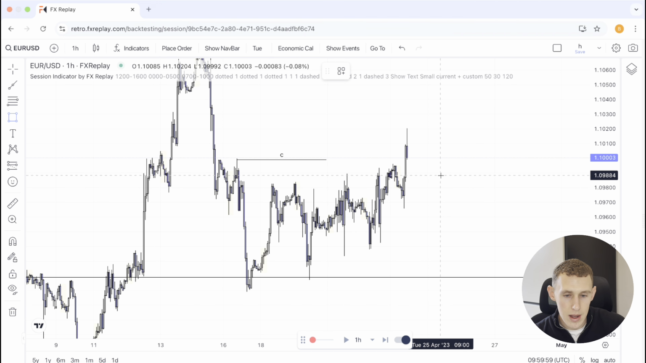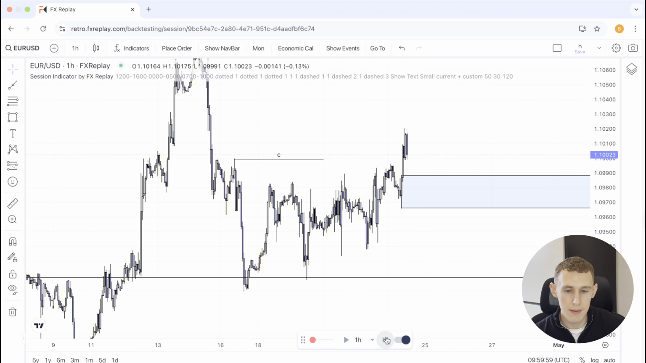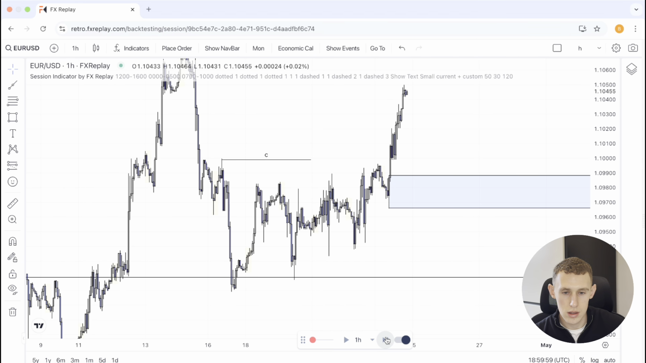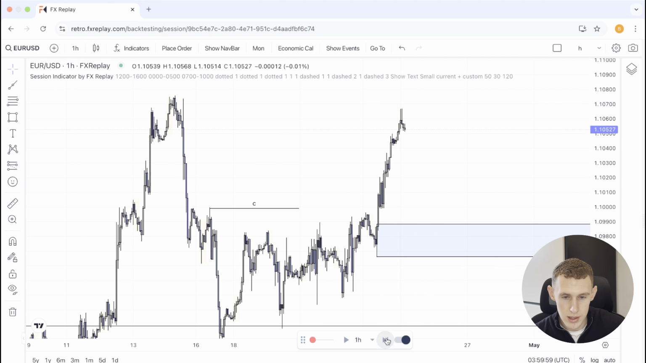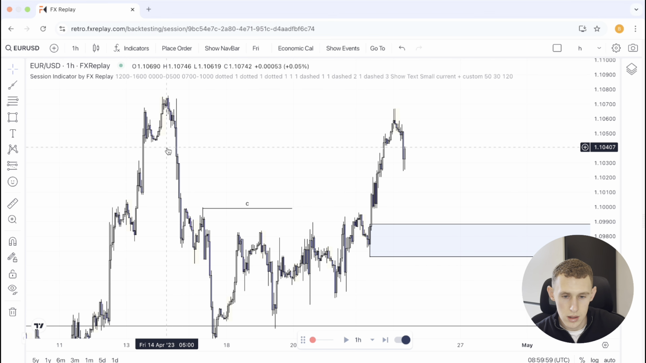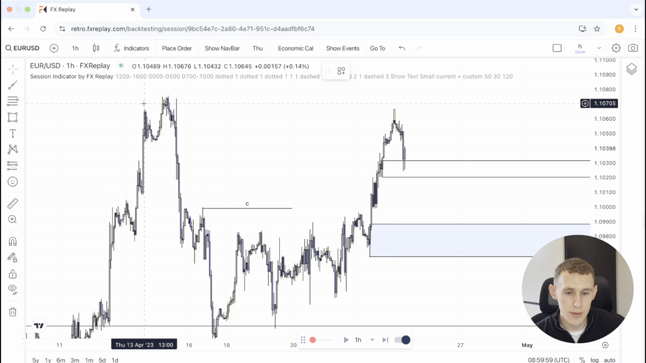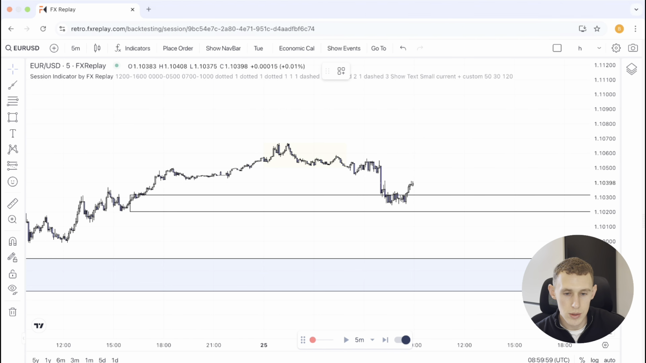The next area I would look to maybe enter from would be this demand, but I would want to see some liquidity above it first, like that. It doesn't look like it wants to pull back though, so let's keep playing price. Yeah, so this would be my next zone. This is where I would look to enter from, but obviously we now need to see another confirmation. We don't just want to buy from this zone.